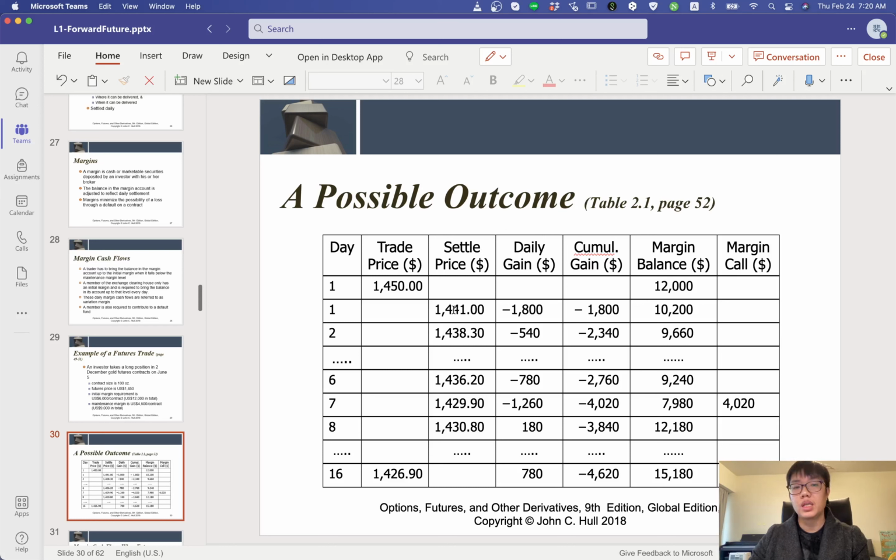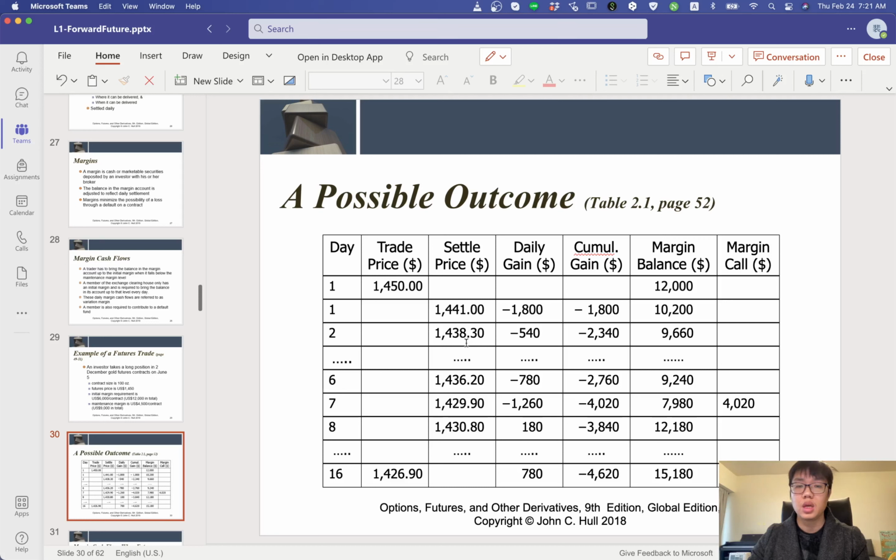So it means that in that day we lose money because we are in long positions, right? If the price is reduced, it means that we bought too early at a very high price of 1,450. If we wait, by the end of the day the price will be lower at 41, but it's too late, right? So for us we lose $1,800. It will be deducted from our margin account because this is our loss.